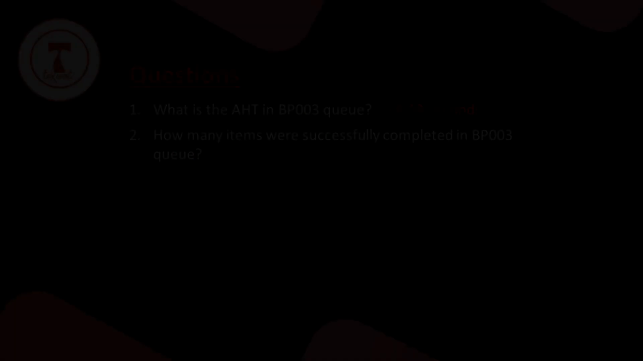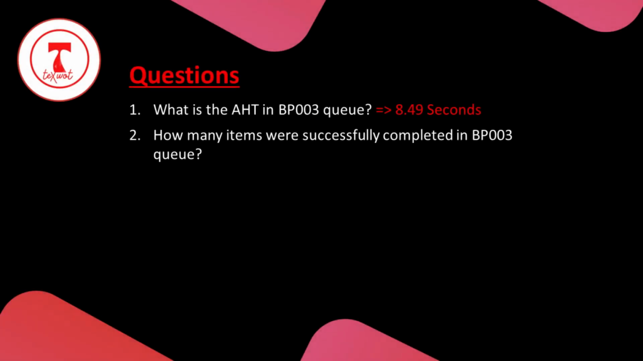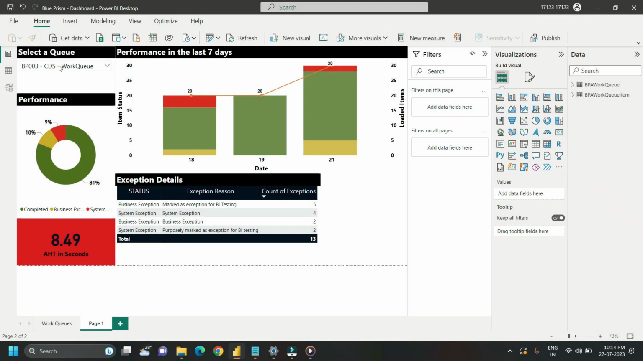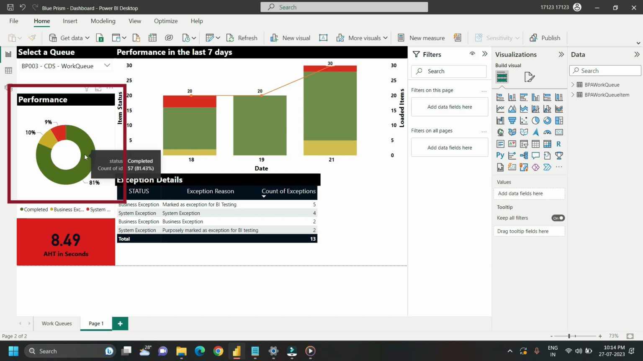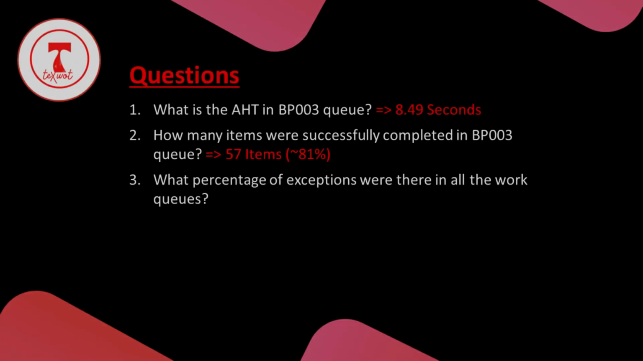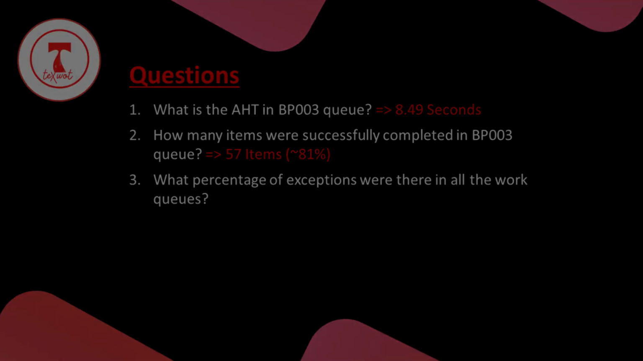The next question, how many items were successfully completed in BP003Q? Keep the selection as BP003Q from Slicer and go to Donut Chart. Hover the cursor on green area and in the callout, you can see the answer as 57, which rounds to 81%.